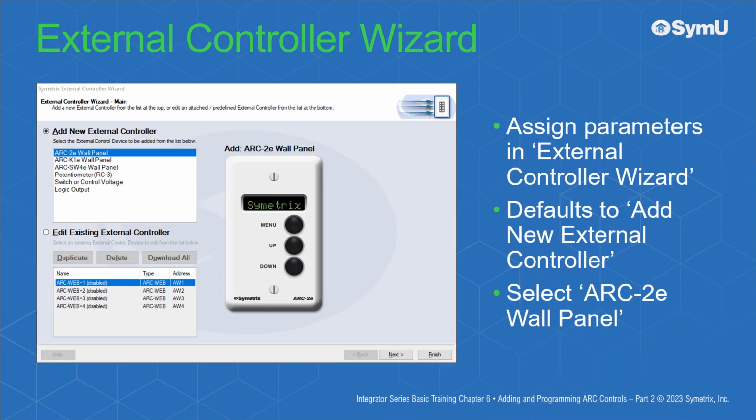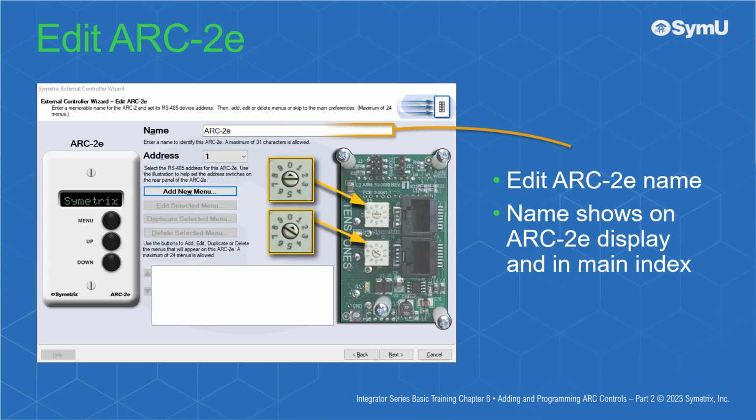To assign a parameter to an ARC-2e, open the External Controller wizard, and the Add New External Controller option will be pre-selected by default. From the list, select the ARC-2e wall panel. On this page, you may edit the ARC-2e name to identify your control. This name will show up in the ARC-2e's display as well as in the main index, which shows all available ARC programs.